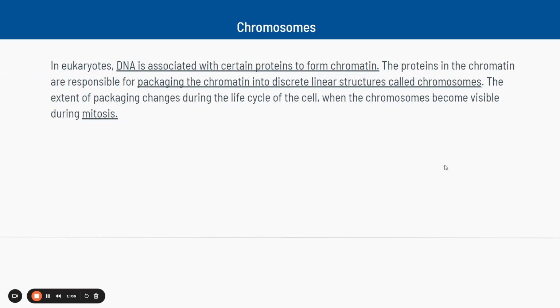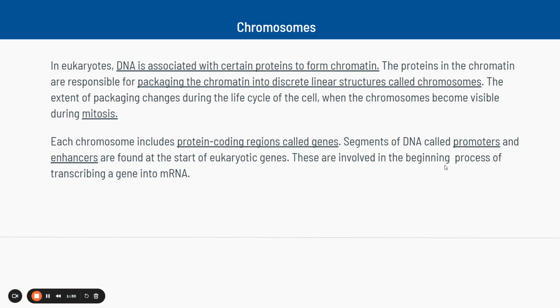So for chromosomes in eukaryotes, DNA is associated with certain proteins to form chromatin. The proteins in the chromatin are responsible for packaging the chromatin into discrete linear structures, what we know as chromosomes. The extent of packaging changes during the life cycle of the cell, and the chromosomes become visible during mitosis. Each chromosome includes protein coding regions called genes. These genes are areas where proteins can actually be made, going through the process of protein synthesis.